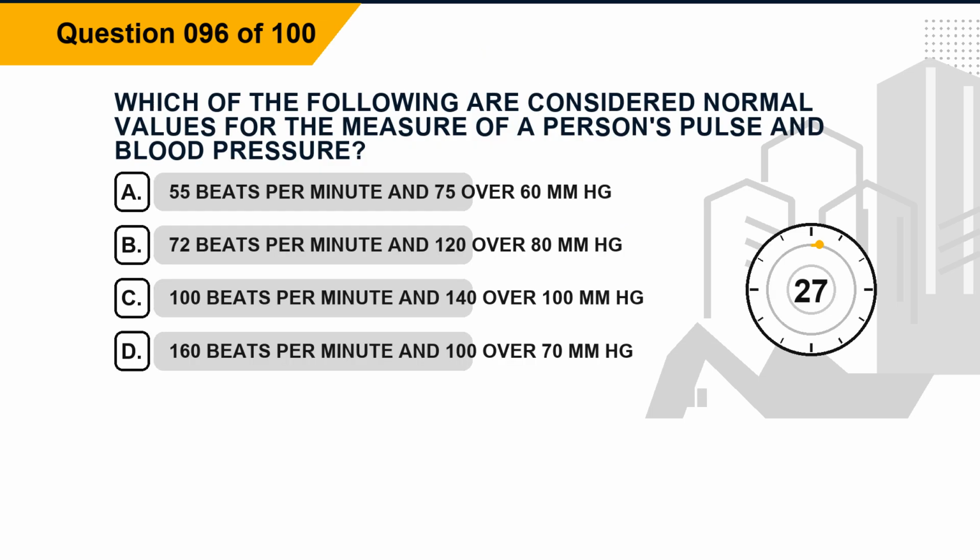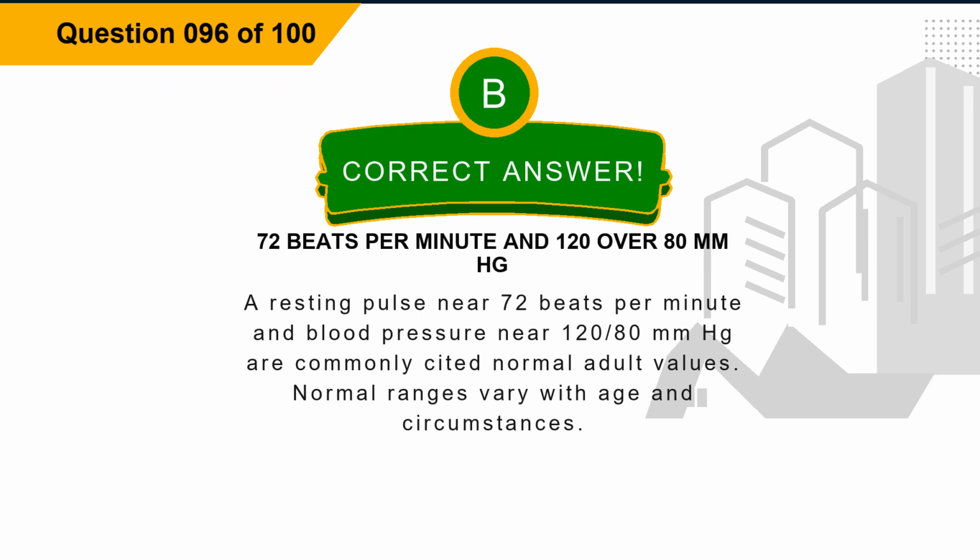Question 96. Which of the following are considered normal values for the measure of a person's pulse and blood pressure? Option A, 55 beats per minute and 75/60 mm Hg. Option B, 72 beats per minute and 120/80 mm Hg. Option C, 100 beats per minute and 140/100 mm Hg. Option D, 160 beats per minute and 100/70 mm Hg. The correct answer is option B, 72 beats per minute and 120/80 mm Hg. Explanation. A resting pulse near 72 beats per minute and blood pressure near 120/80 mm Hg are commonly cited normal adult values. Normal ranges vary with age and circumstances.